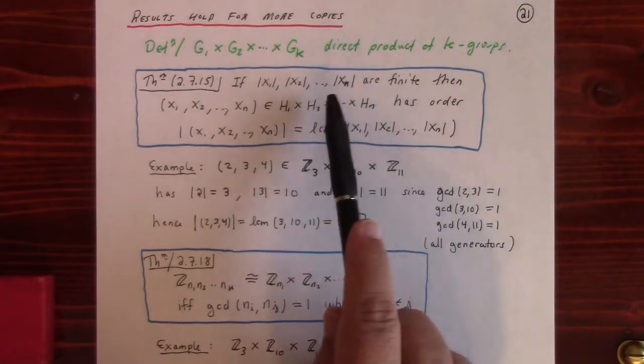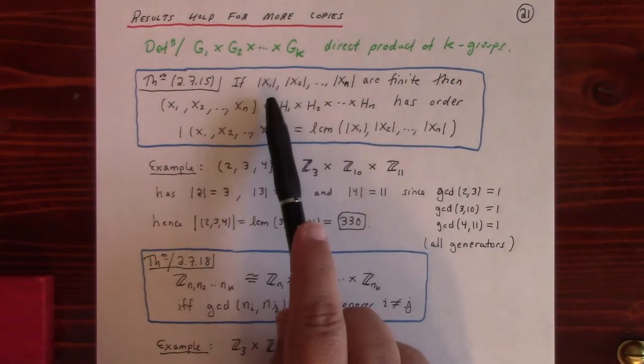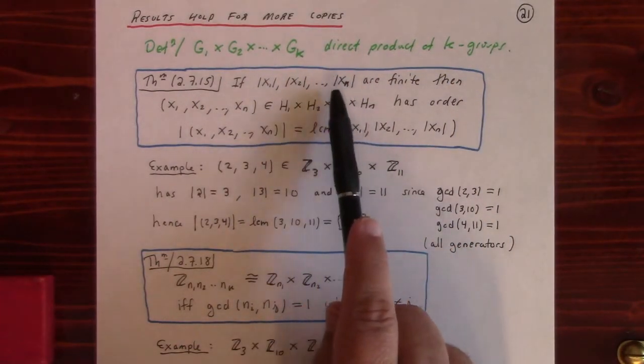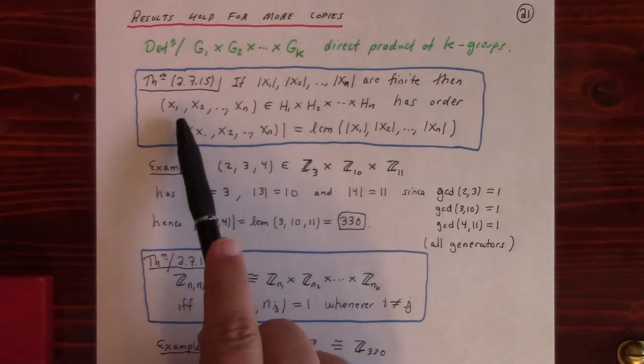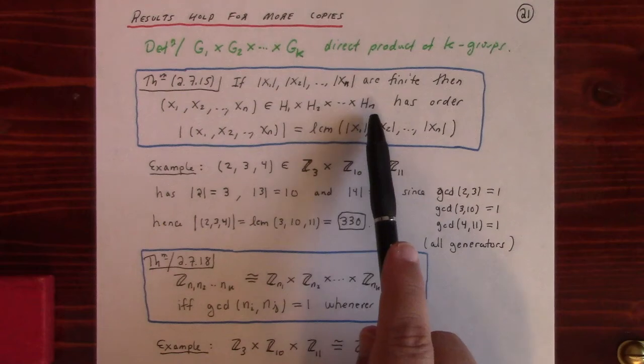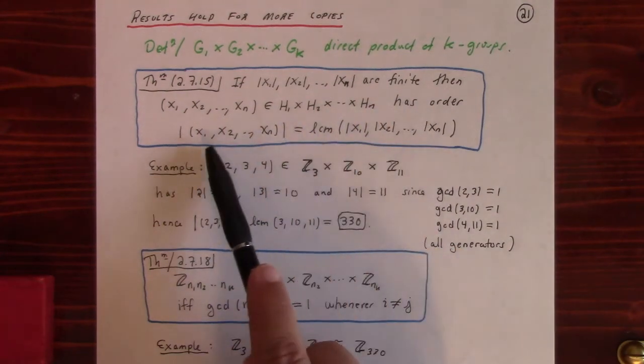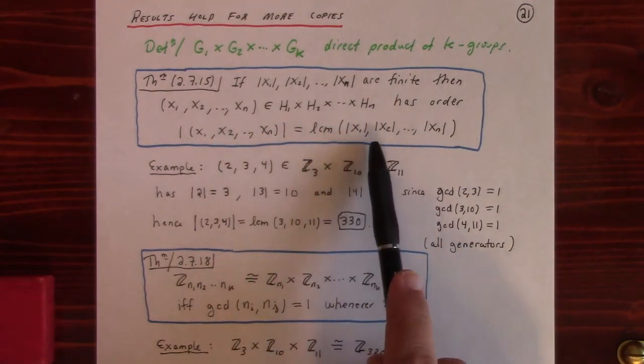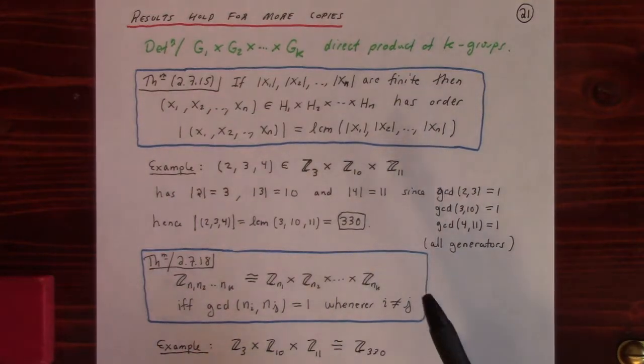I had k things up here, now I'm talking about n things, whatever. So if I have n elements of finite order, and I look at the tuple formed by those n things in the direct product of those groups, well, that has order which is given by the least common multiple of all these. So it works just the same when you've got more than two.